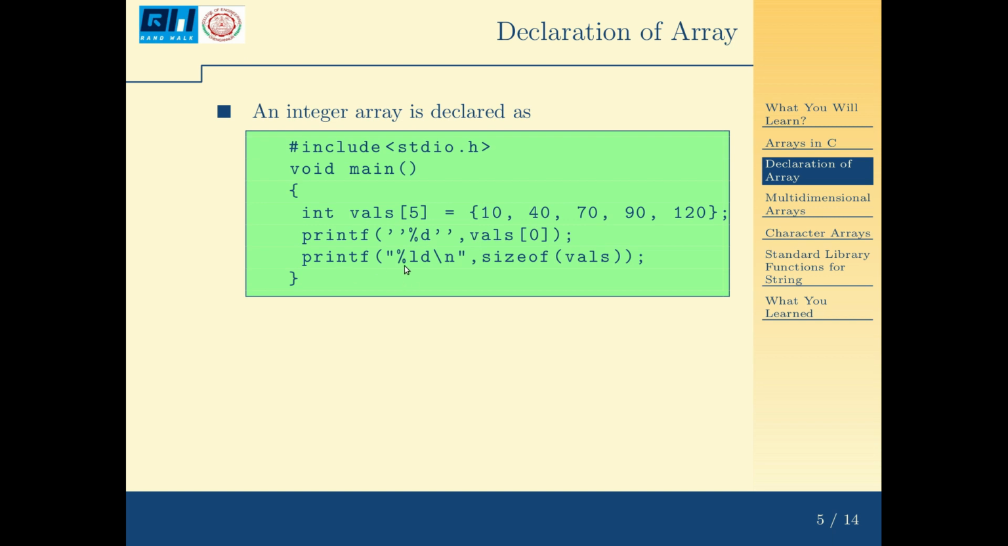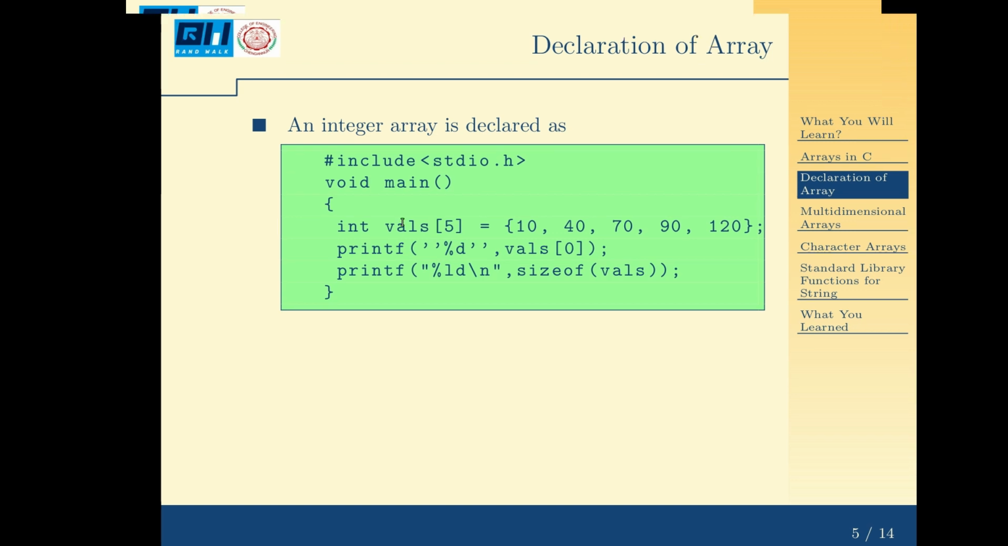Then you can say printf %ld, \n, sizeof vals. The sizeof operator actually returns not the number of elements in this array vals, but the number of bytes or memory locations reserved for this array called vals. Okay, we will demonstrate this.